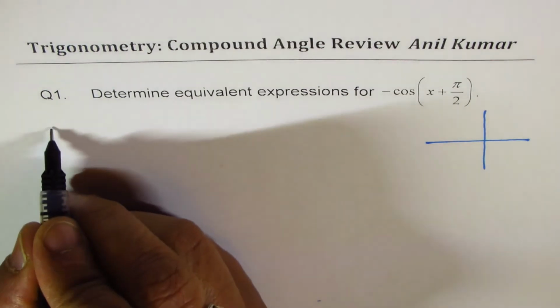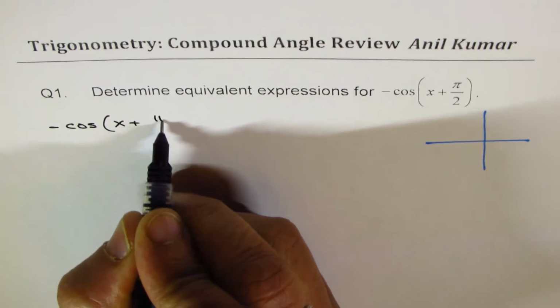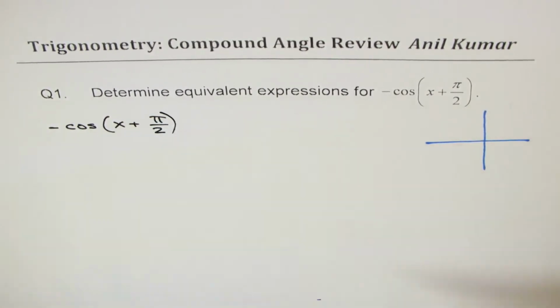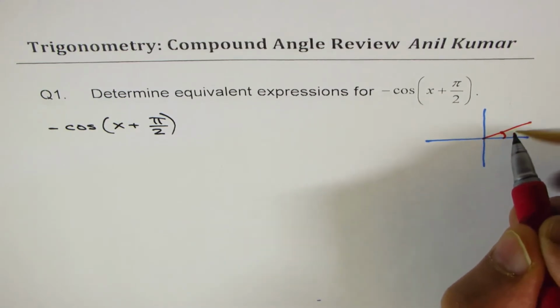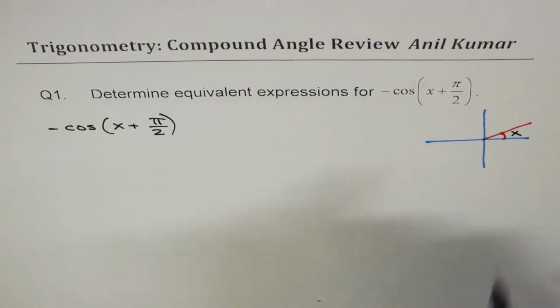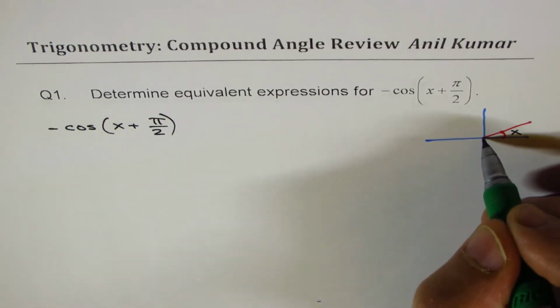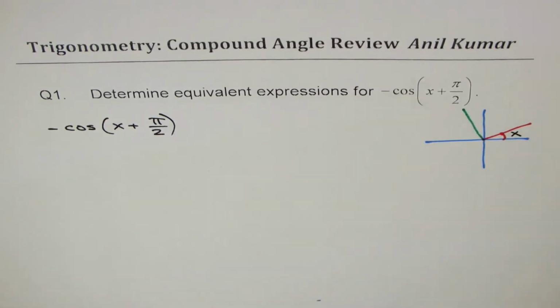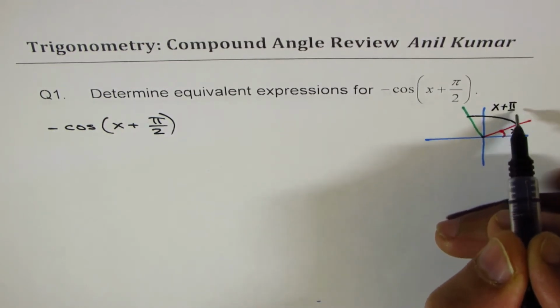So let's write down this expression. We have minus cos x plus pi by 2. So that means, let's say we have an acute angle x, right? So this is the acute angle x. Now when I say x plus pi by 2, what do I mean? x plus pi by 2 means that we have something like this, right? So now the angle is x plus pi by 2.